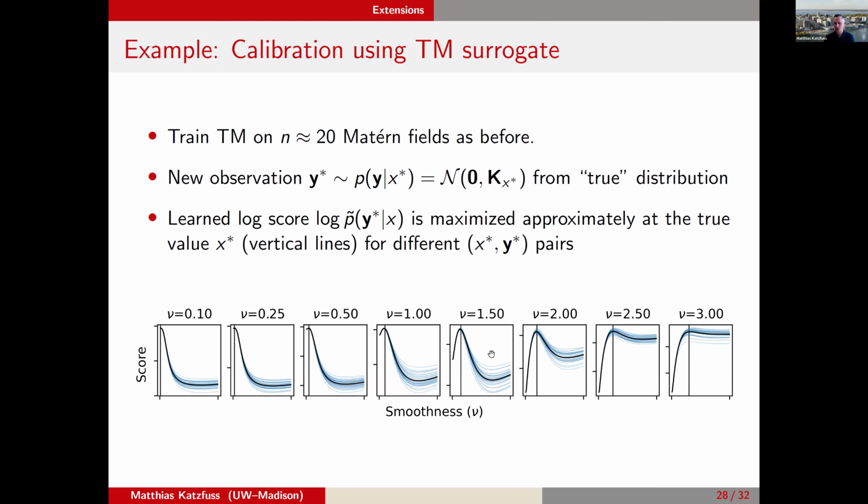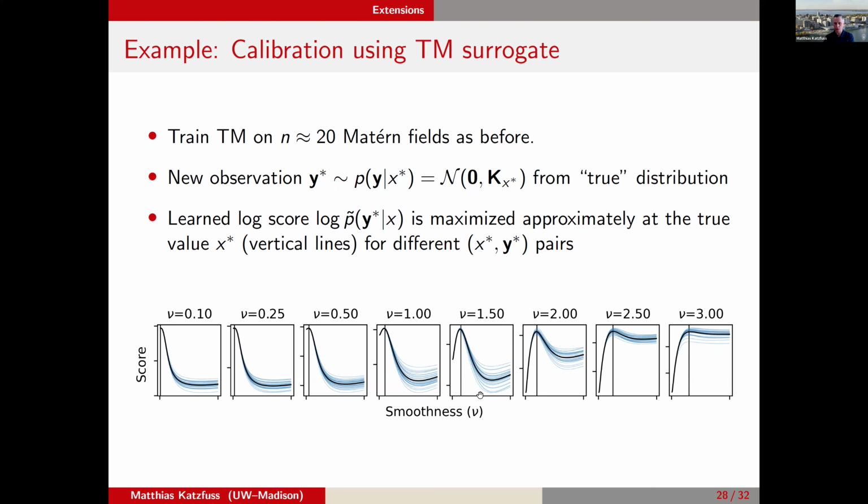And then these blue lines are different curves: if we repeat this process over and over, we get different curves. But roughly speaking, they all have their maximum very close to the true value. And we can do this for different smoothnesses, 0.1, 0.25, and so forth, up to very large smoothness. And roughly speaking, the surrogate seems to, at least in this simple example, work quite well.